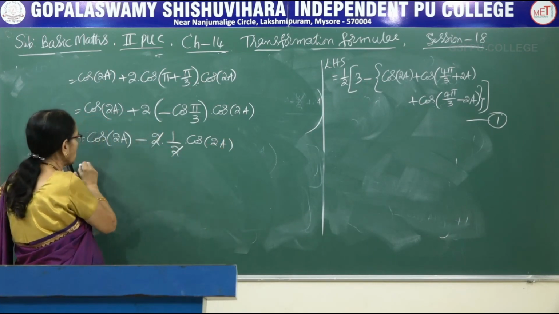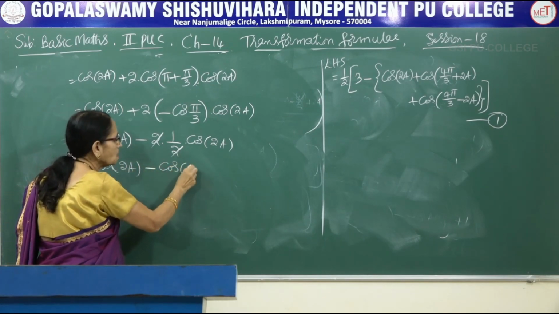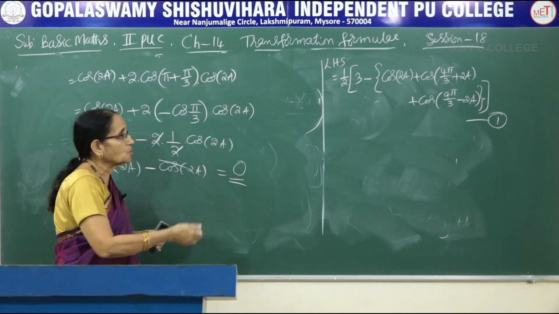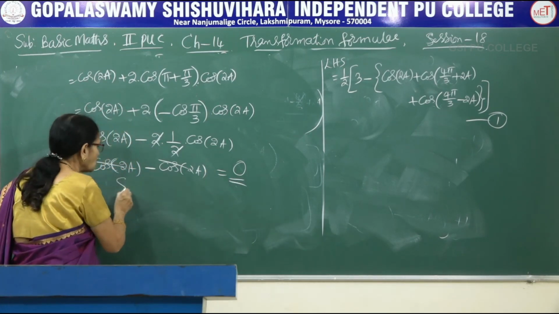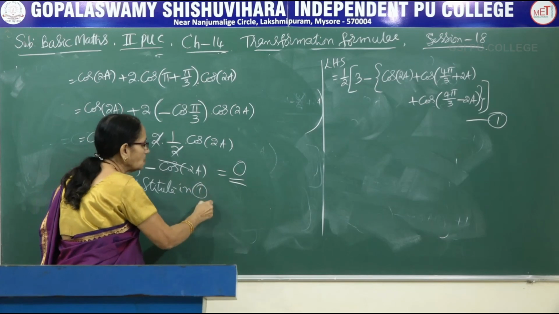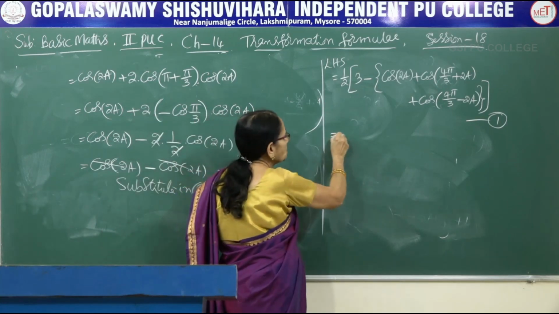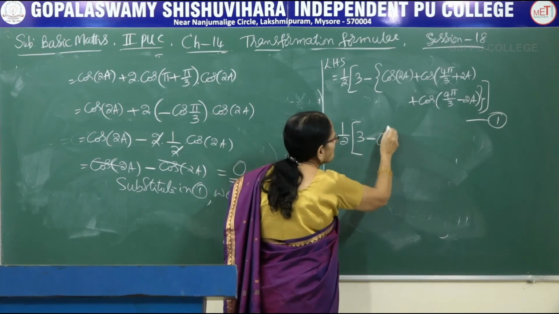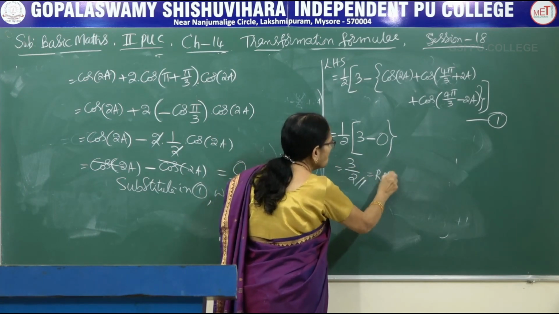So 2 and 2 get cancelled. Finally what are we having now? Cos of 2a minus cos of 2a, so they also get cancelled, hence it becomes 0. See, after doing a lot of calculation, we are arriving at the value 0. So what we have to do is substitute in result 1, that is why I had given a number there. Now you can write the left hand side: half into 3, whole of this is nothing but 0. That means the answer is 3 by 2, which is the right hand side.